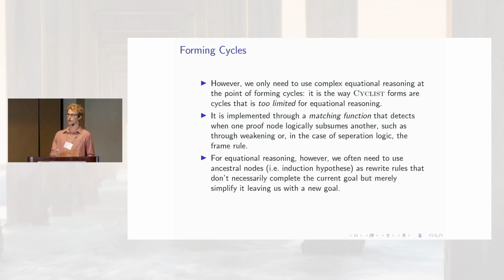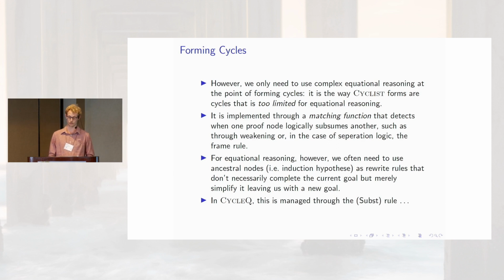But if we're going to be doing equational reasoning at this point, in particular, if we want to use transitivity, we're not going to completely discharge the goal. We're going to simplify it using our induction hypothesis, which is just another node in the graph. We're going to simplify the goal, but not completely discharge it, because there will be two premises introduced by transitivity. So equational reasoning at the point of forming cycles doesn't fit into this matching function framework. So in CycleQ, we do something different.